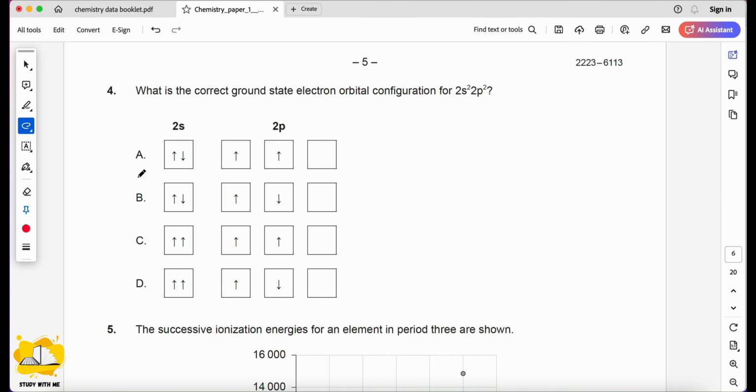What is the correct ground state electron orbital configuration for 2s2 2p2? Pauli's rule: each orbital can hold a maximum of 2 electrons. So in this case 2s, the electron spins are not pointing in the same direction like this. And we have A and B, but the electron spin is pointing up first and then pointing down. So we need to point it up all and then point it down. So this is incorrect. Therefore, the answer is A.